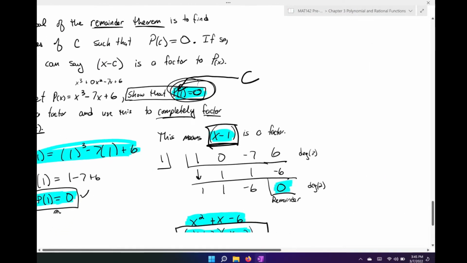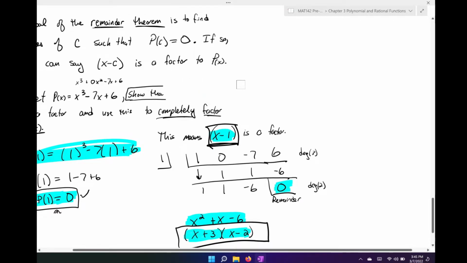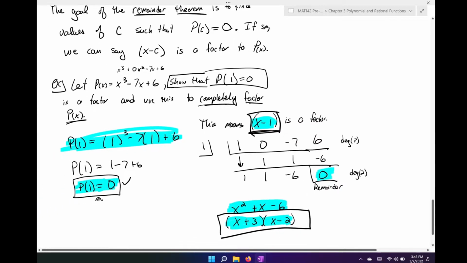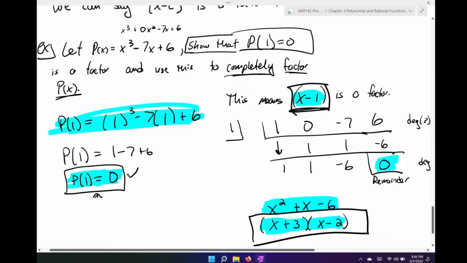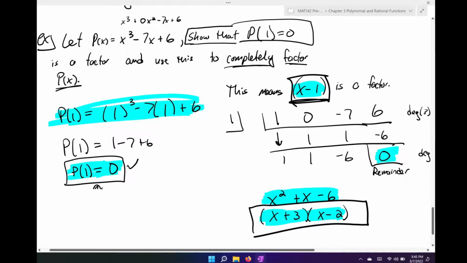So in the previous video, and let me clean this up a little bit. This was p of 1 equals 0. All right. So in this example, all we wanted to do is show that p of 1 equals 0, so x minus 1 is a factor, and use this to completely factor our polynomial. So this is a very rough introduction into what we're doing today, okay?